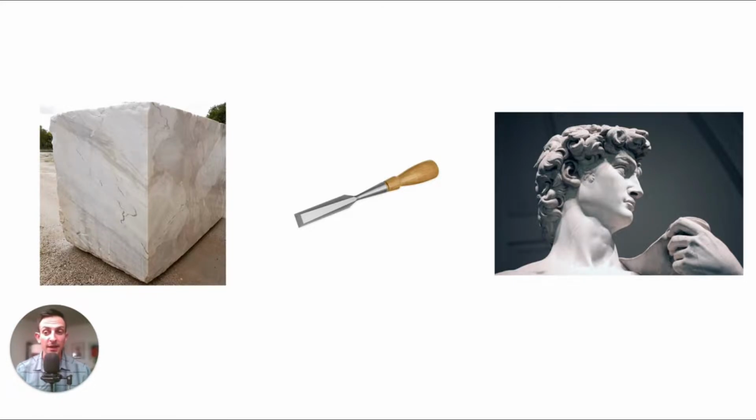On the right, we have Michelangelo's David. Michelangelo's David was created from a block of marble, but we often don't think about the block of marble. That block of marble went through the chisel factory in order for Michelangelo's David to be created.